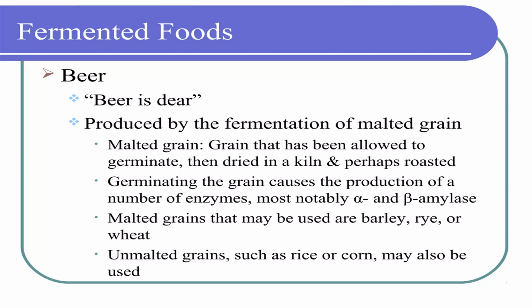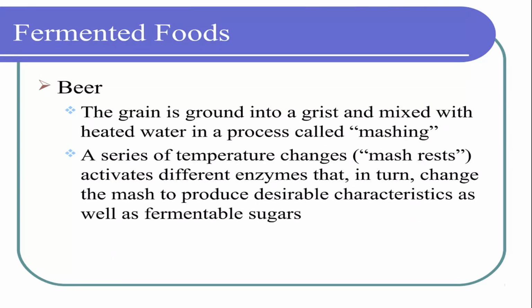Germinating the grain causes the production of a number of enzymes, most notably alpha and beta amylase. Malted grains that may be used are barley, rye or wheat. Unmalted grains such as rice or corn may also be used. The grain is ground into a grist and mixed with heated water in a process called mashing. A series of temperature changes, mash rests, activates different enzymes that in turn change the mash to produce desirable characteristics as well as fermentable sugars.